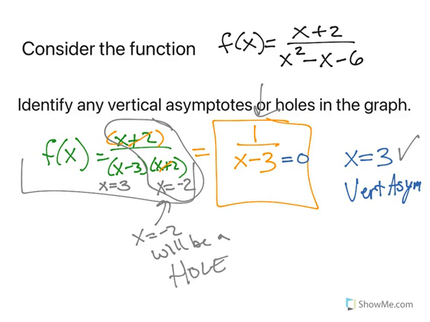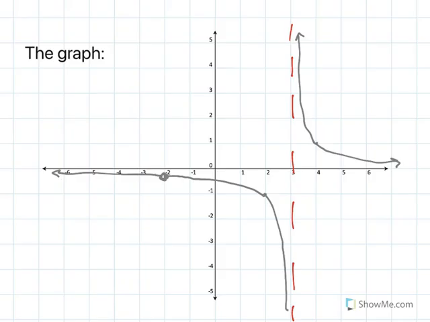It's a hole because x cannot be negative 2. If x is negative 2, then our function is undefined because we will have a 0 in the denominator. But the graph is going to go through that point, and therefore we make a little hole in the graph. If we look at this graph, you will see at x equals 3 there is our vertical asymptote. And at negative 2, you can see that we have this hole in the graph.